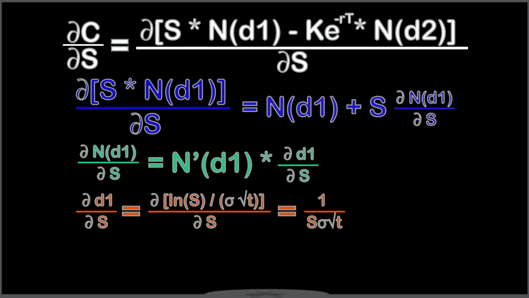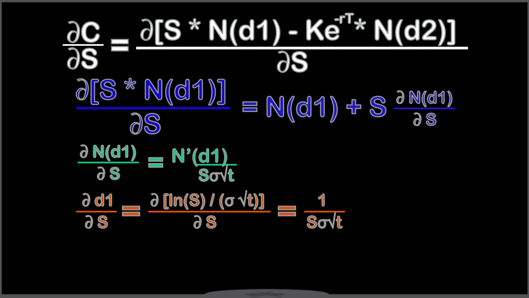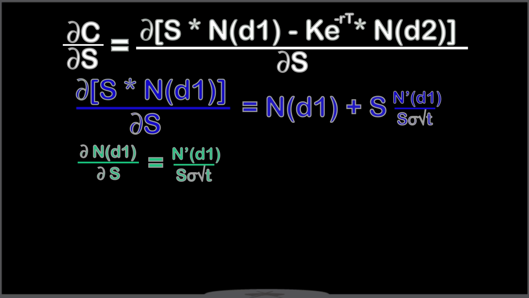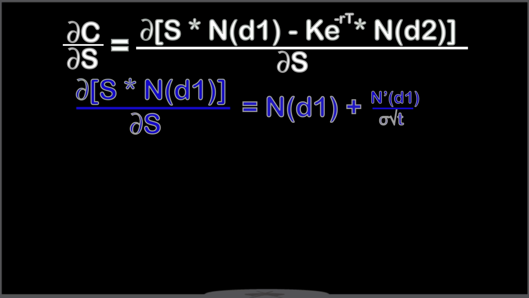Now we can plug this piece back into our d in d1 ds. With some simplification, we find that this component equals n prime d1 over s sigma root t. Taking that, we can then plug it back into our ds in d1 ds equation and find that the entire thing simplifies down to n d1 plus n prime d1 over sigma root t. This solves the first part of our Black-Scholes derivation.